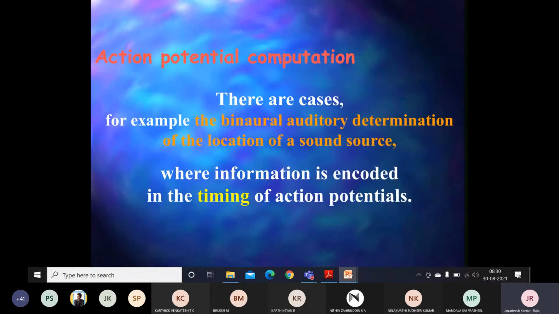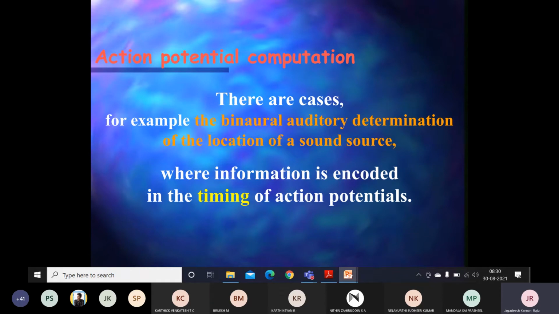There are cases, for example, the binaural auditory determination of the location of a sound source. This is nothing but where exactly, from which particular point I receive the sounds. So binaural auditory determination means I need to utilize both the ears, and from both the ears, from which particular direction the sound travels.